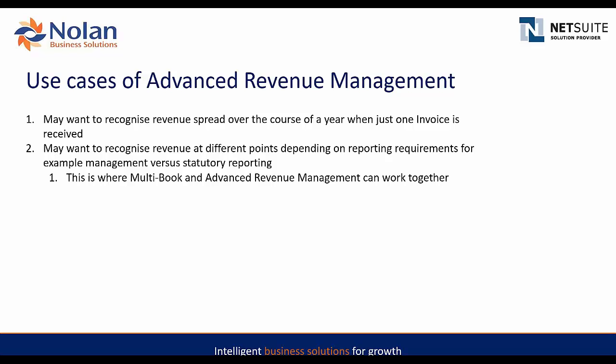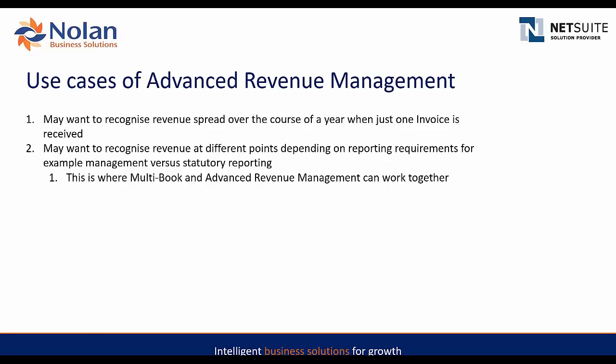And the link with Multibook actually enables you to recognize revenue differently between the books. So in one book, you can say, in this example, recognize all revenue when I receive the invoice, and in my other book, recognize revenue across the course of the year. So this is where advanced revenue can link in with Multibook.